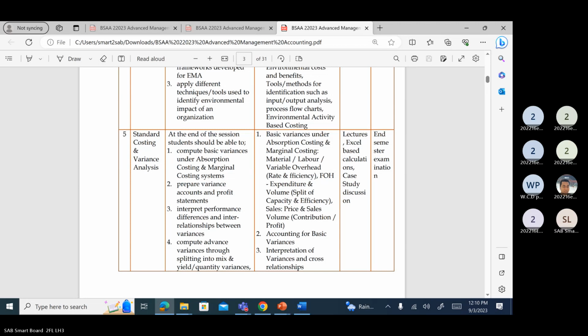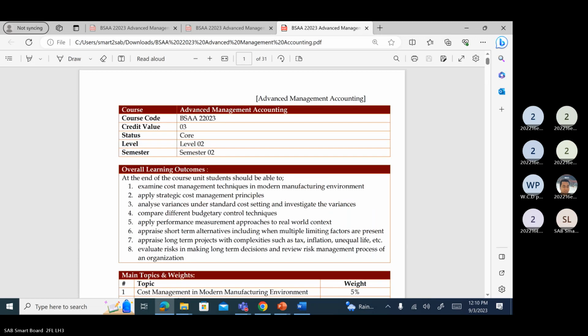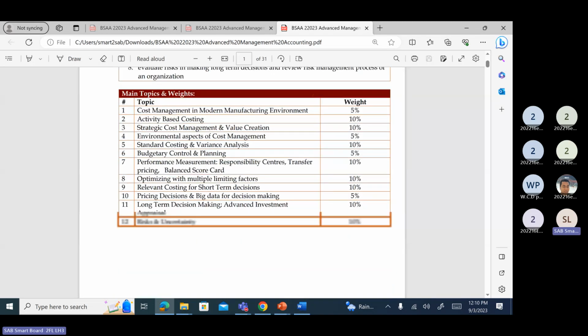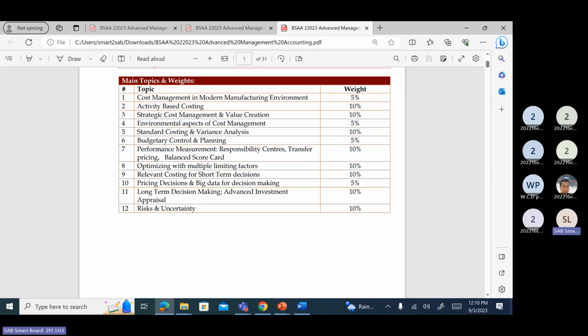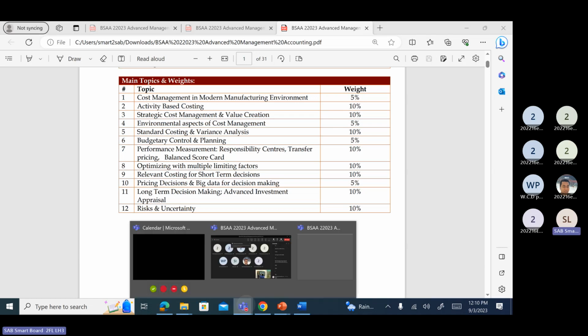Today we had this activity-based costing, which is 10%. Then I'm taking the standard costing and variance, another 10%. Okay, so we can have the lunch break, and then we can go.